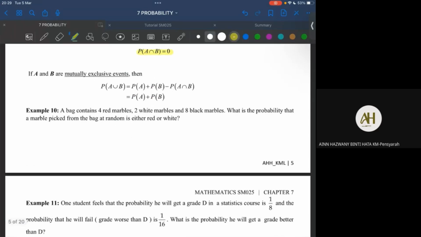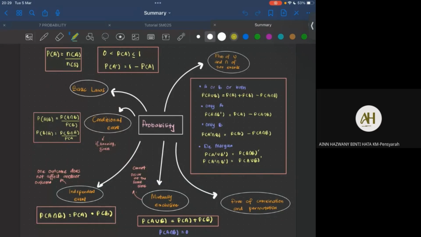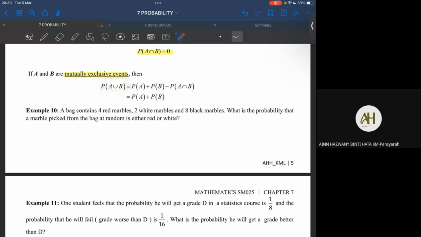So if A and B are mutually exclusive events, then by using formula yang kita tahu basic, that means ini formulanya. If we want to find P(A union B) is equals to P(A) plus P(B) minus P(A intersect B), that means kalau dua event ini ialah mutually exclusive, maknanya P(A intersect B) is equals to 0. So we end up with P(A) plus P(B).